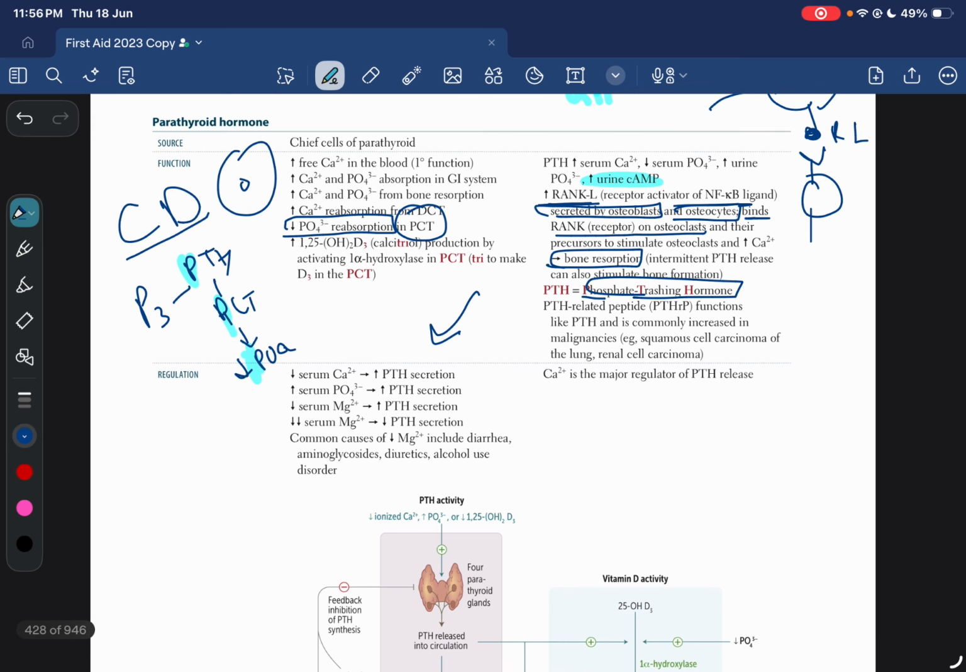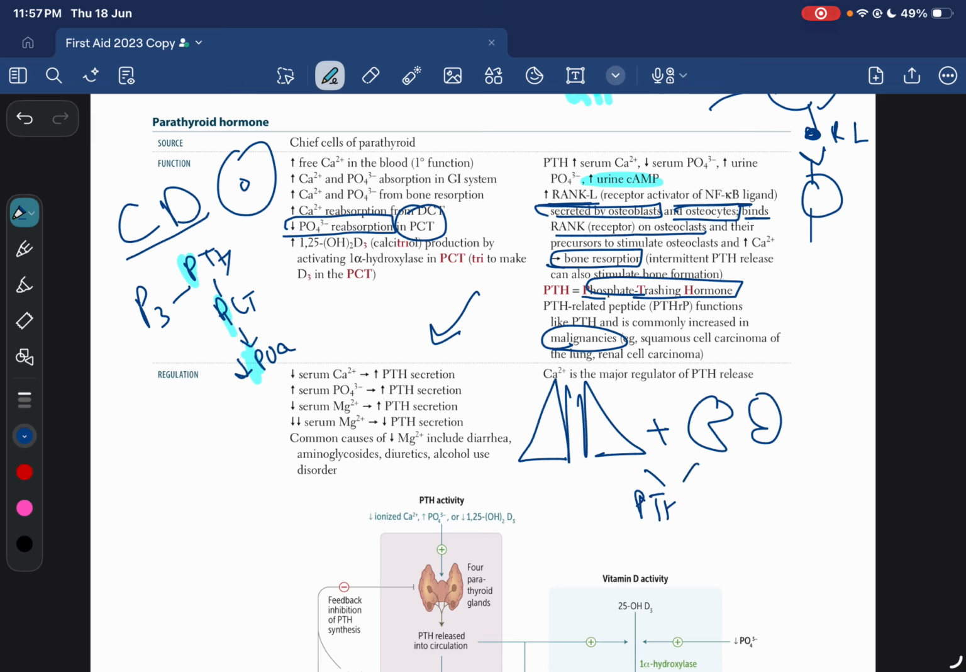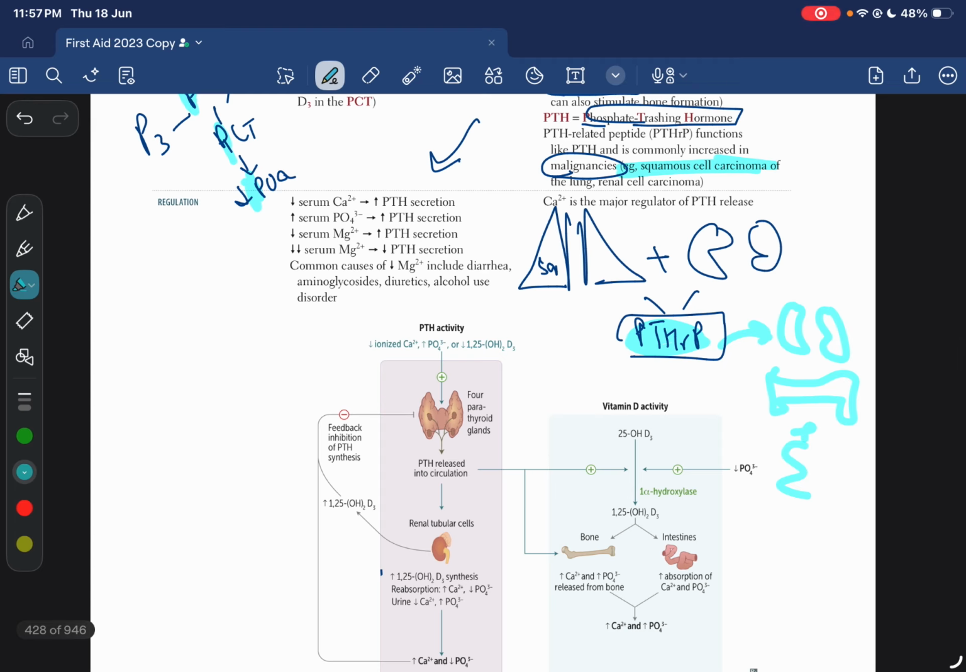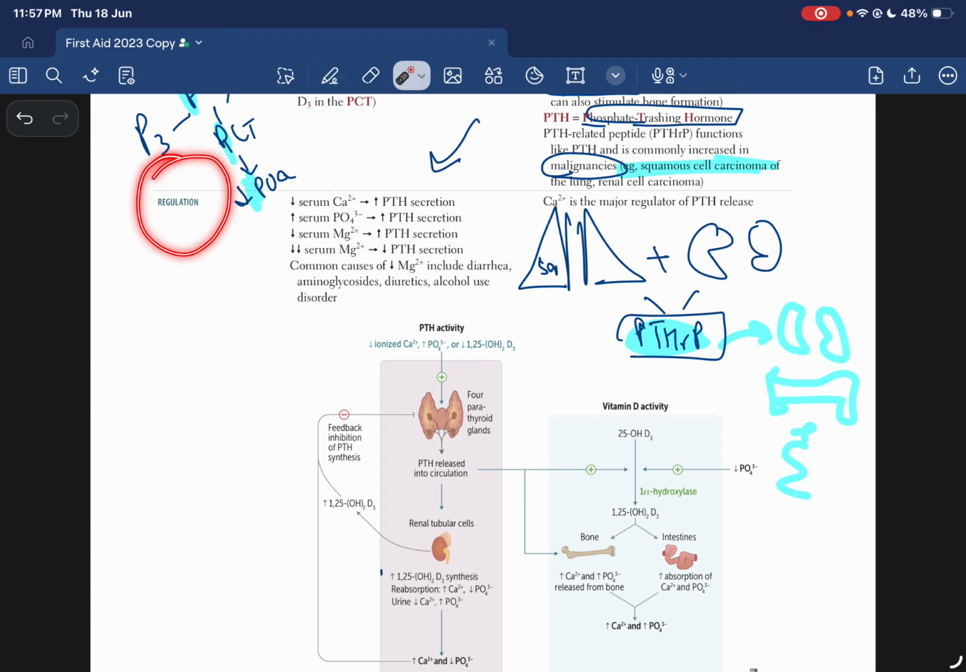Parathyroid related peptide functions like parathyroid hormone and is commonly increased in malignancies. Remember that squamous cell carcinoma and renal cell carcinoma both are going to release parathyroid hormone related peptide. So it is very, very important. Two carcinomas: squamous cell carcinoma of the lung and renal cell carcinoma of the kidney. They're going to increase the production of parathyroid hormone related peptide. It is going to act on kidney, bones, and intestine. So if there are weak bones, kidneys are going to get affected. It's because of that.